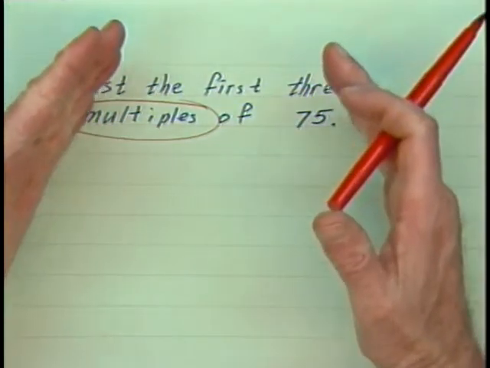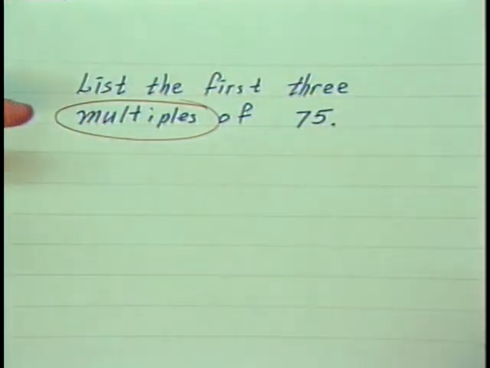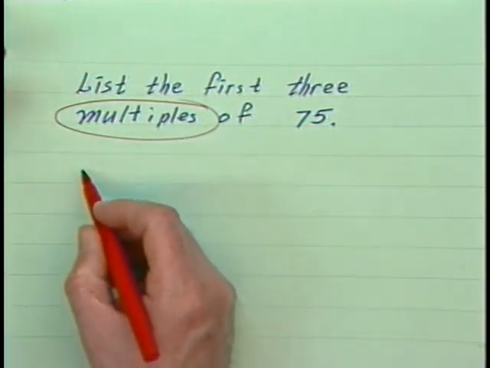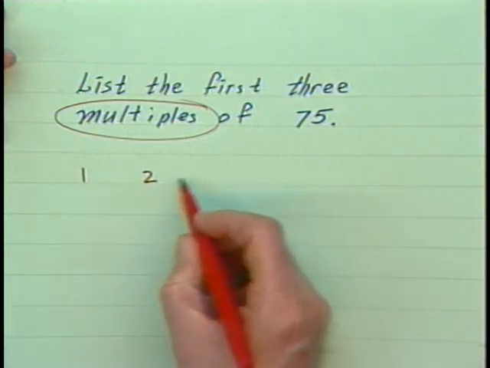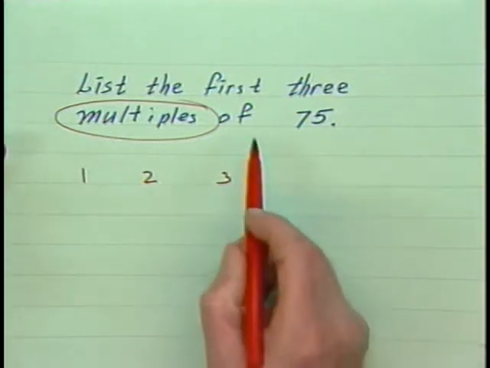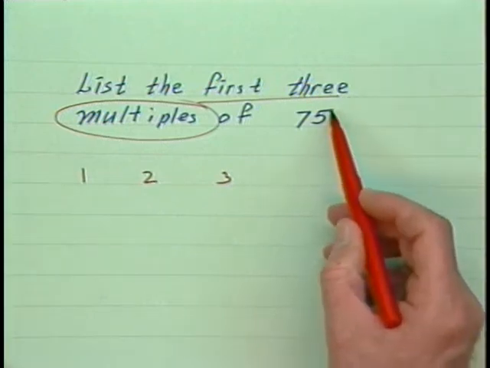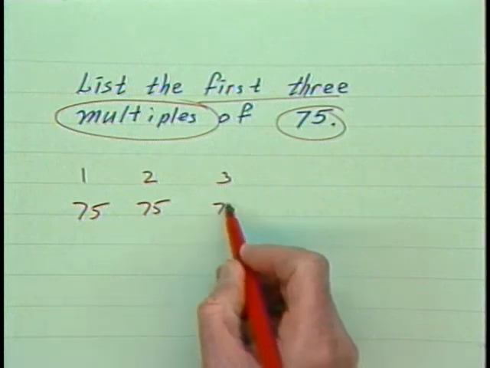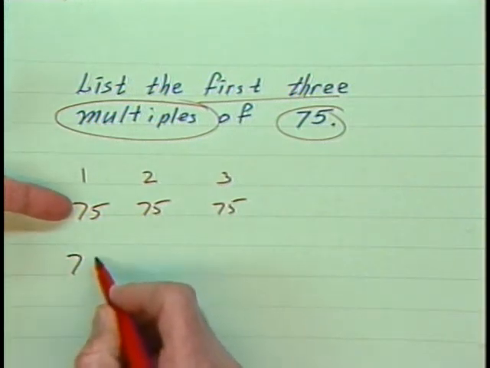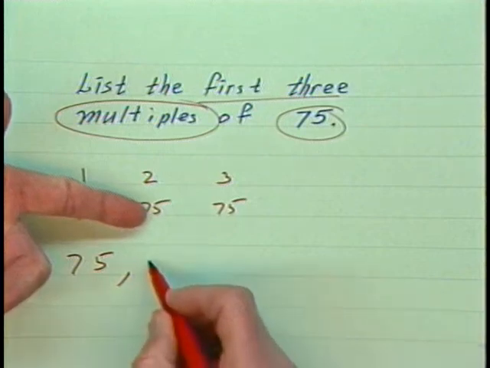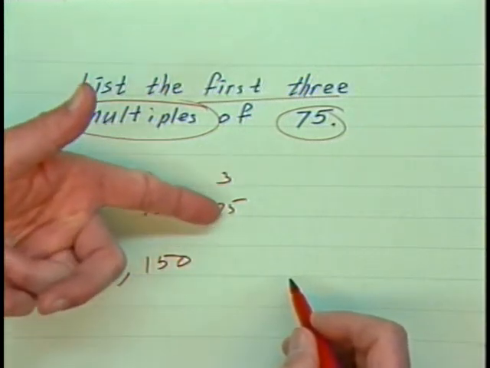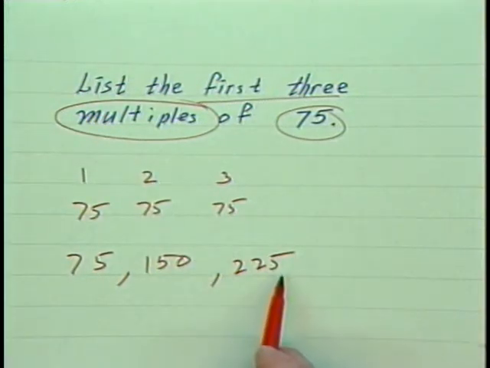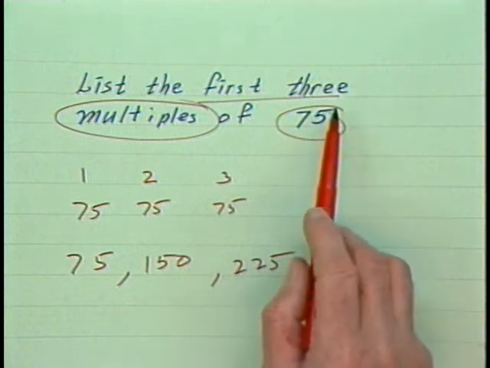So it's not a matter of how to in this case, it's a matter of what do we mean by this word. And multiples means that we want to take the counting numbers, in this case the first 3, and multiply each one times 75. So 1 times 75, of course, is 75. 2 times 75 is 150. 3 times 75 is 225. So these we call the first 3 multiples of 75.